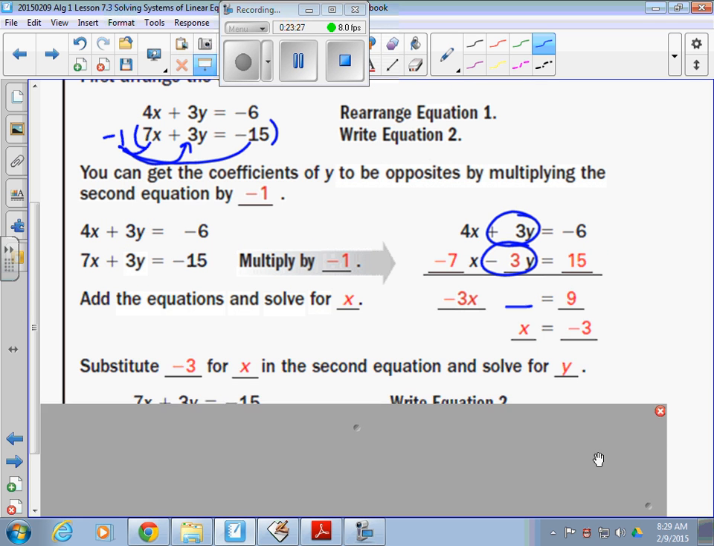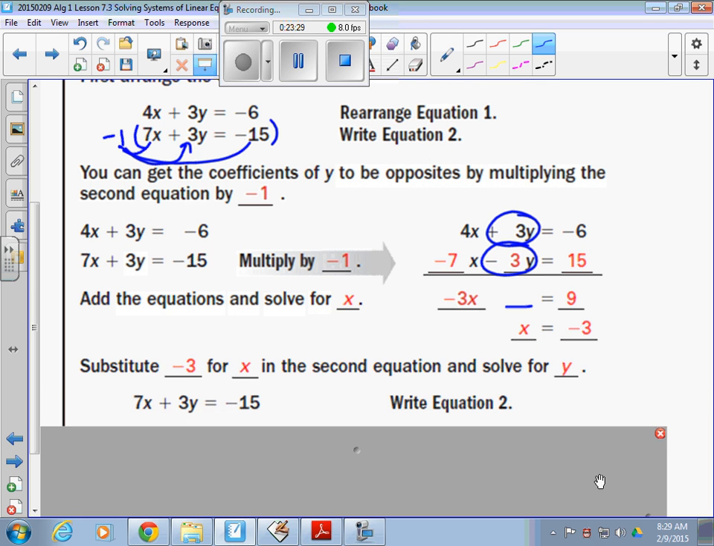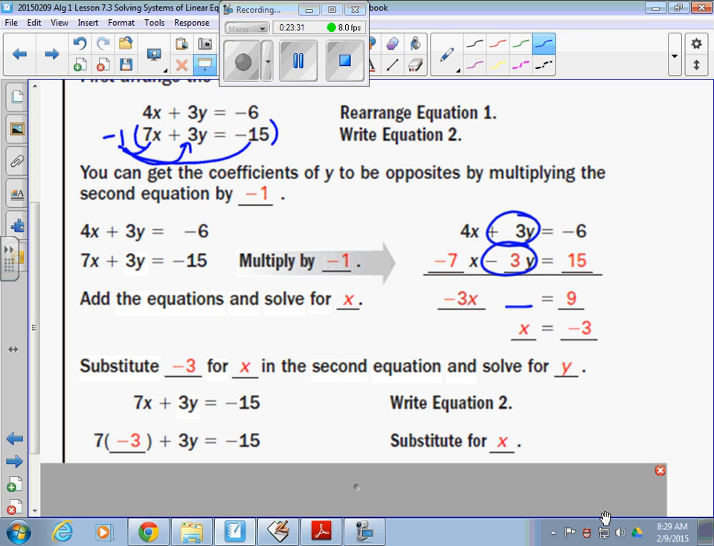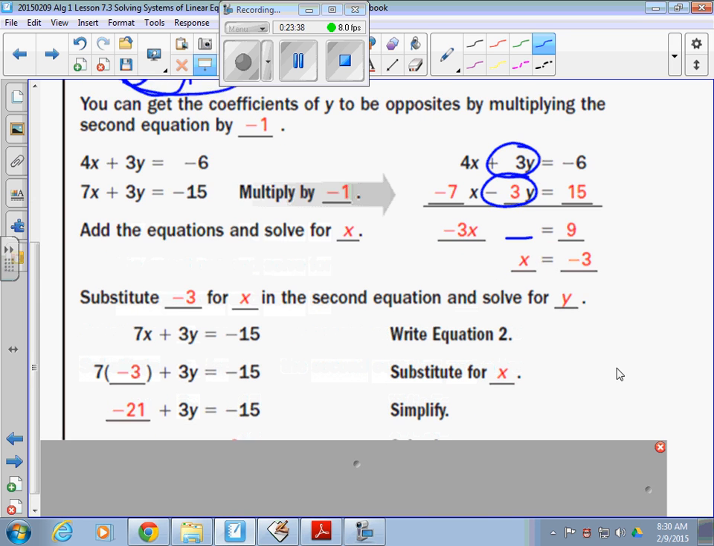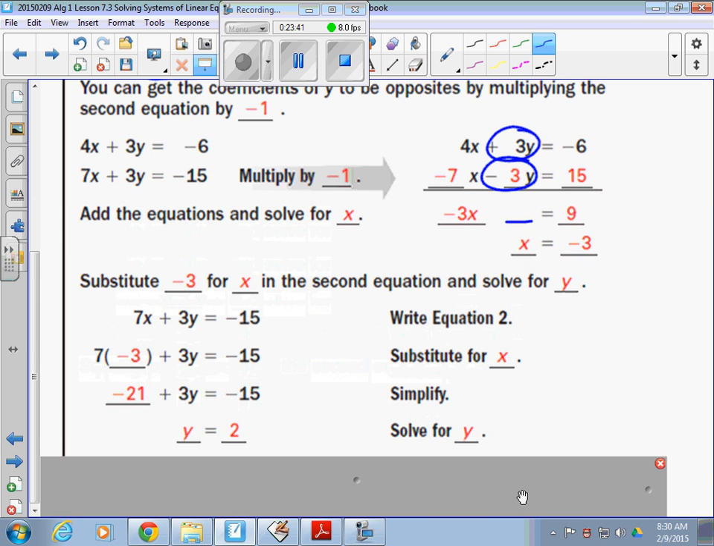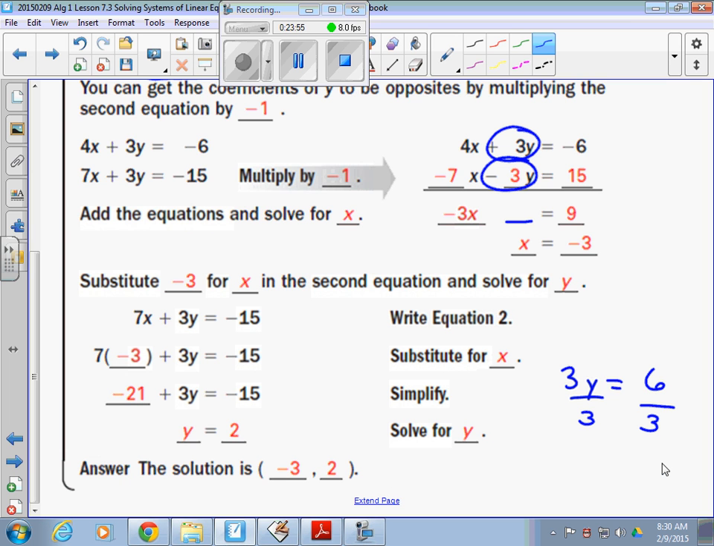Plug negative 3 back into one of the equations. It says to do it in the second equation. 7 times negative 3 is negative 21, plus 3y is equal to negative 15. Add 21 to both sides. It would look like this. 3y equals 6, and then when you divide by 3 on both sides, you get y's value is 2. So you have x's value and you have y's value. So put them into an x comma y ordered pair. Negative 3, 2.